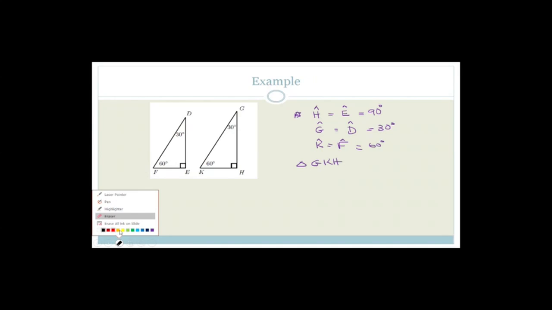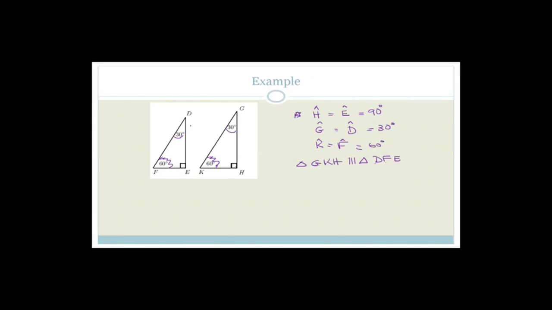That's congruency, is similar to triangle DFE, okay? And you have to get them in the same order. So angle G is 30 degrees and angle D is 30 degrees, so it's G and D first. Then angle F is 60 degrees and angle K is 60 degrees, so therefore it has to be K and F. And then obviously H and E are both 90 degrees, so therefore they have to both be in the same place as well. So what does that mean?